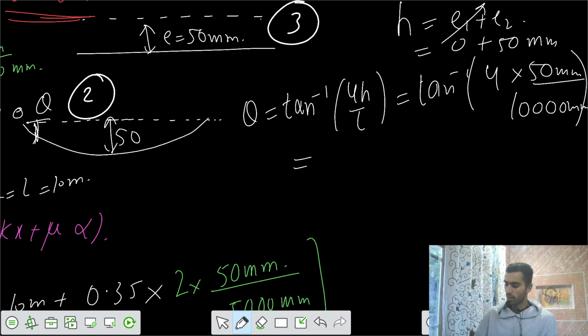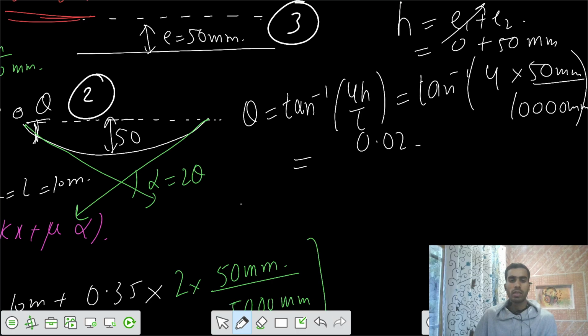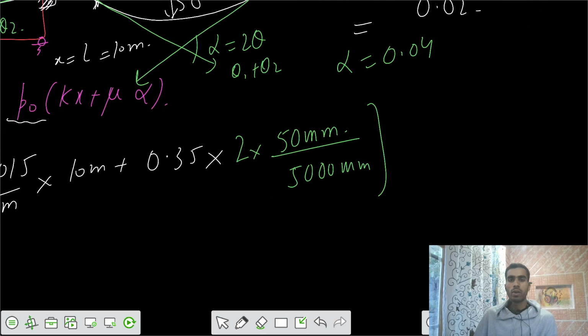So that theta is coming out to be 0.02, and your alpha would be that cumulative angle between the two critical points. When only one end is jagged, at that time your alpha is 2 times theta, I would say theta 1 plus theta 2. So your alpha becomes 0.04. So let's use that 0.04 for the second case.